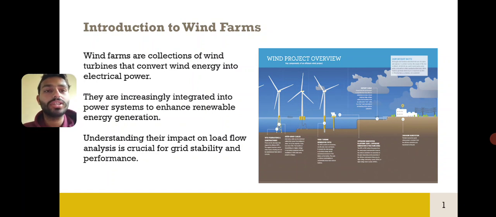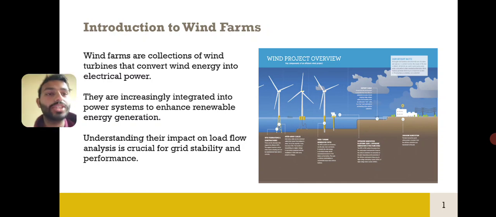Coming to the introduction of wind farms, wind farms are collections of wind turbines that convert wind energy into electrical power. The wind turbine converts kinetic energy into mechanical energy, and the mechanical energy is converted into electrical energy, which is connected to the nearby grid. They are increasingly integrated into power systems to enhance renewable energy generation, which is non-polluting. Understanding their impact on load flow analysis is crucial for grid stability and performance.